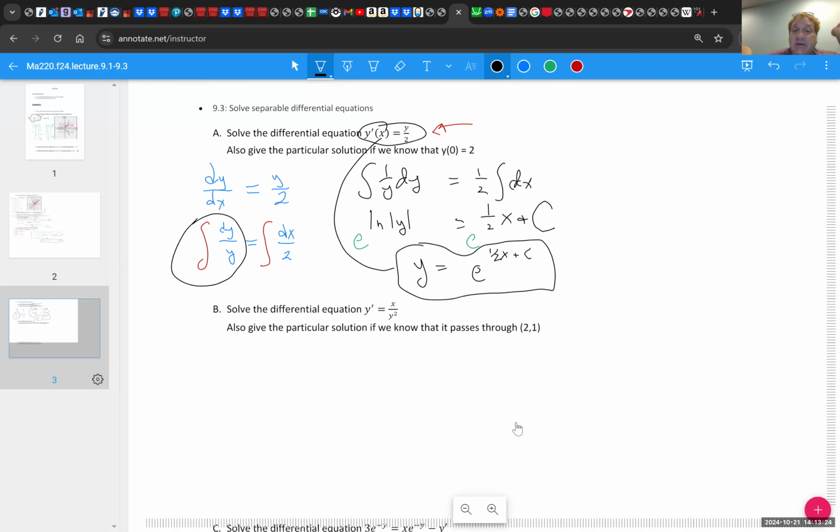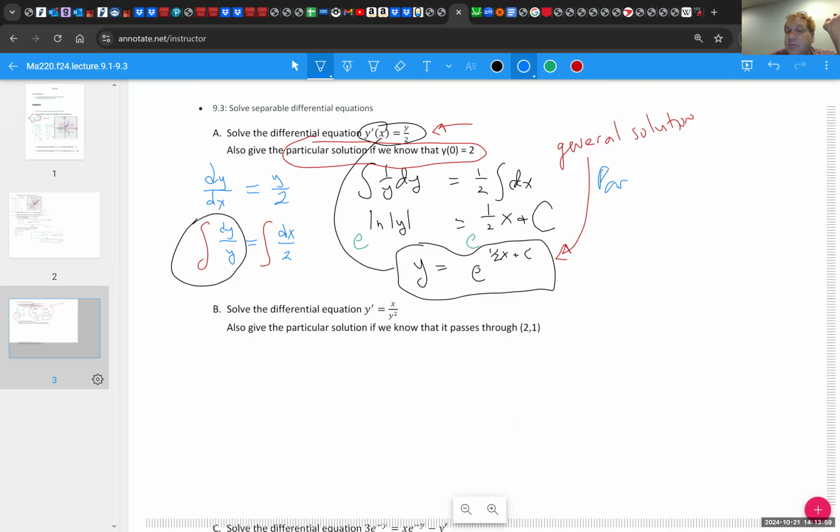For this video, I'm going to be focusing on finding the particular solution if we're given a point. So here we're given y of 0 is equal to 2, which means when x is 0, y is 2. And we're going to find the particular solution for this differential equation. So we know generally all of the solutions look like this. This is the general solution. And then to find the particular solution, let me change the color there.